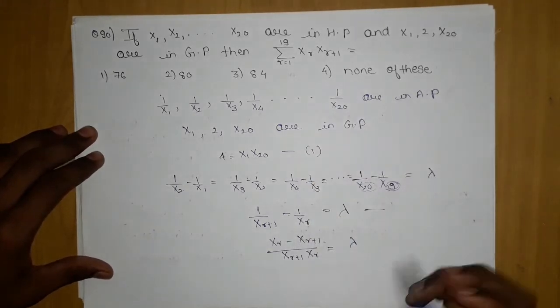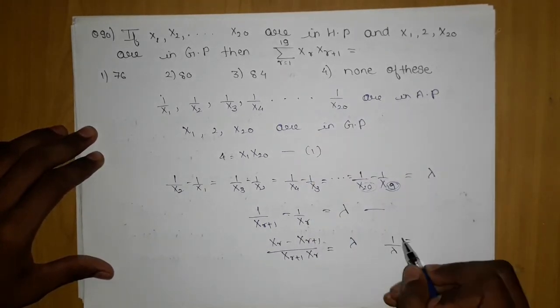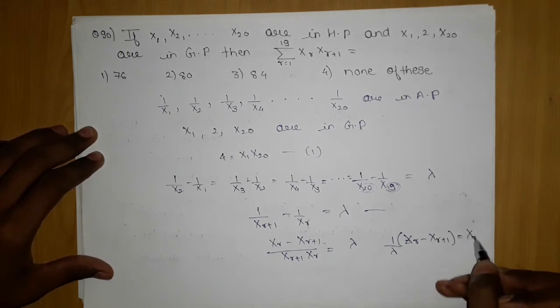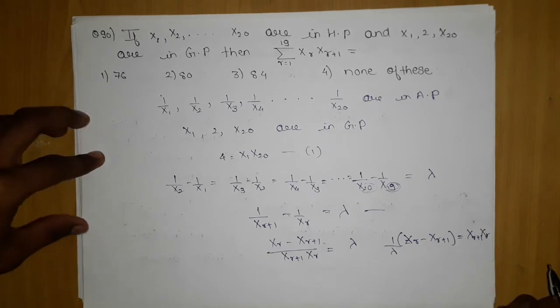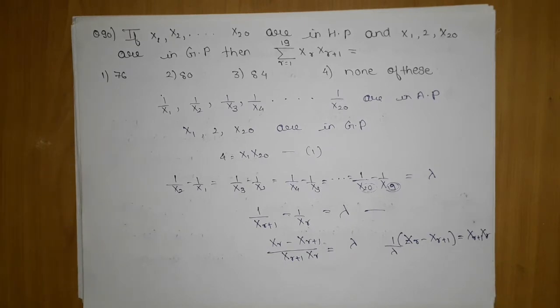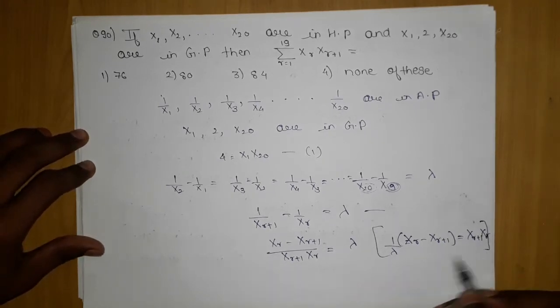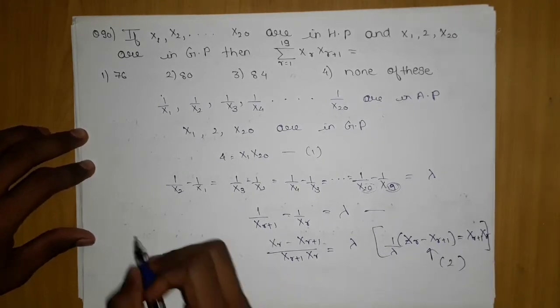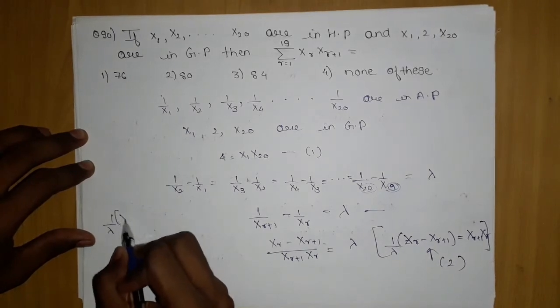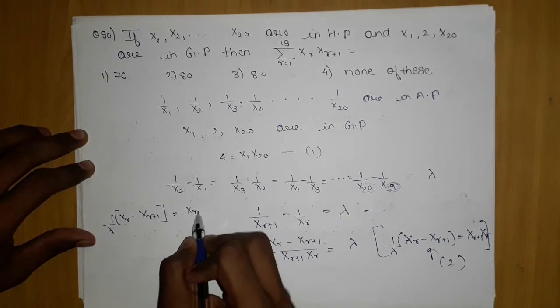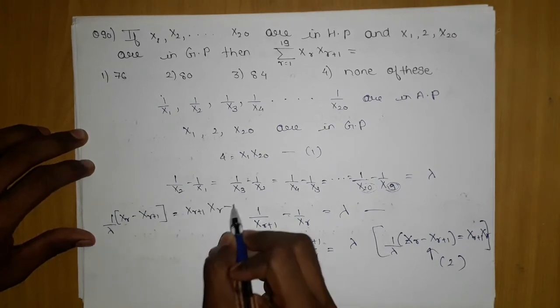Okay, and we want this value, which will be nothing but 1 by lambda into xr minus xr plus 1, which is nothing but xr plus 1 into xr. So after we do this, xr minus xr plus 1, we got this thing. Now let's call it 2. Let me write it: 1 upon lambda (xr minus xr plus 1) is equal to xr plus 1 into xr. Let me call it 2.